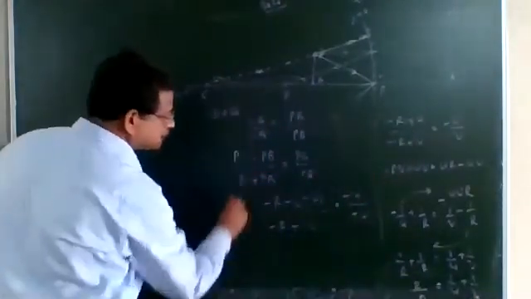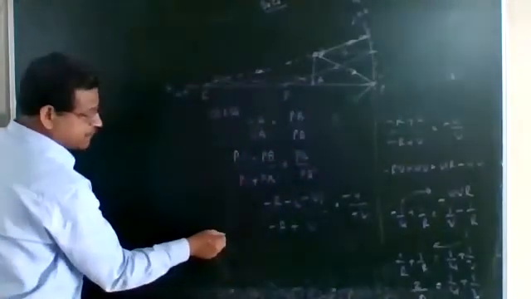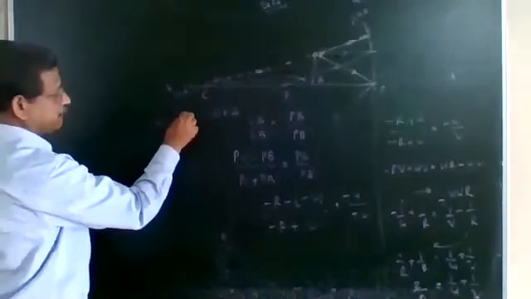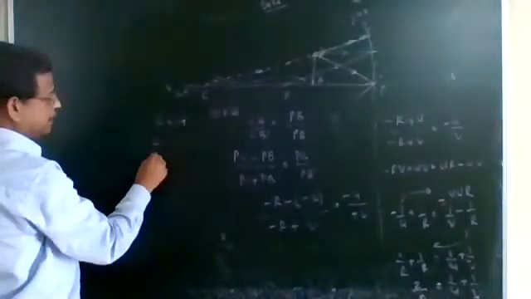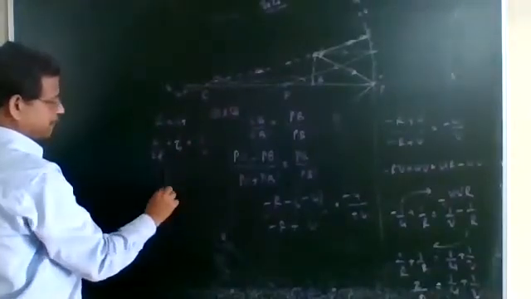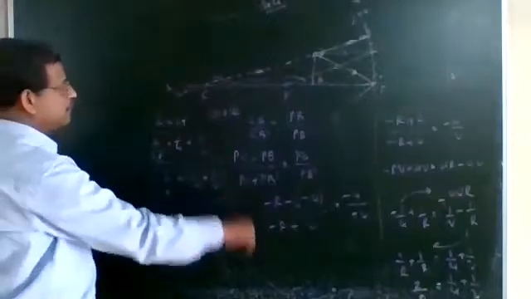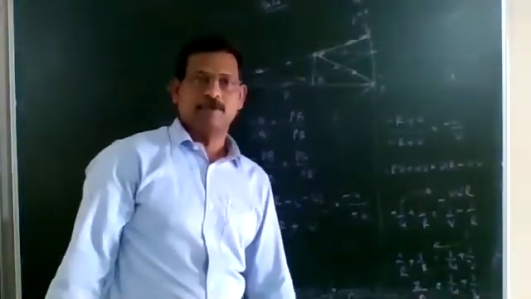So from here, I'm writing the side on the left side. R is equal to 12, therefore 2 divided by 12 equal to 1 by 2 plus 1 by B. 1 by M equal to 1 by 2. This is the mirror formula derivation.